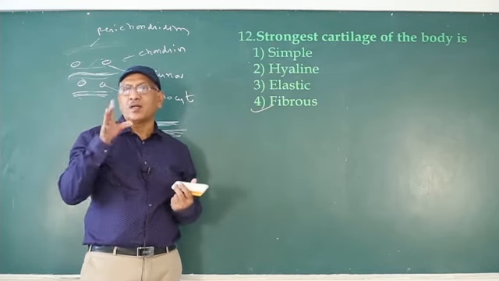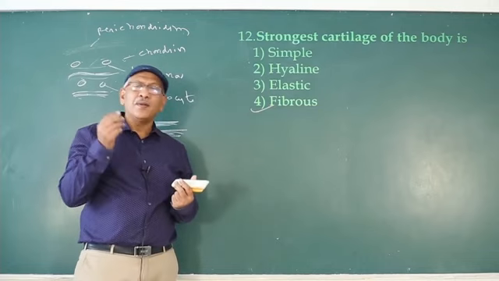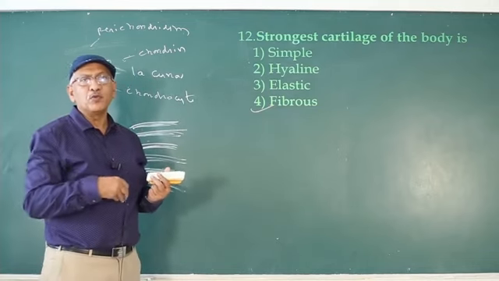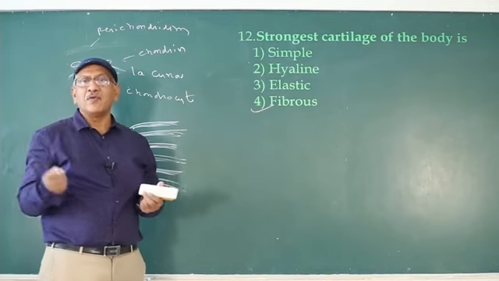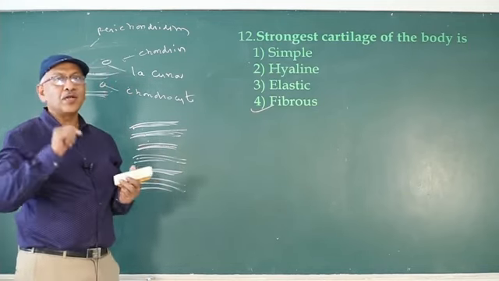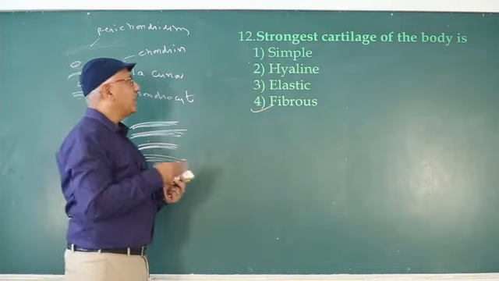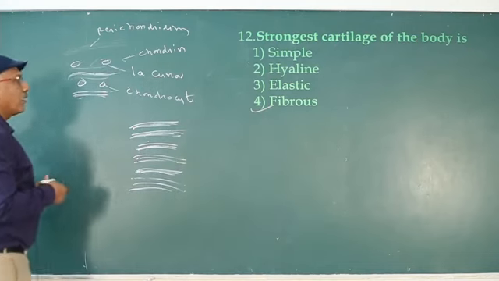epiglottis. The cartilage closes the glottis. Whenever we consume food material, the epiglottis closes the glottis and prevents the entry of food into the respiratory route. The 3 E's, that is elastic cartilage.